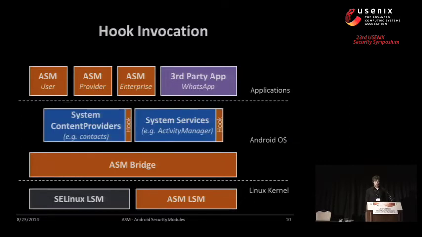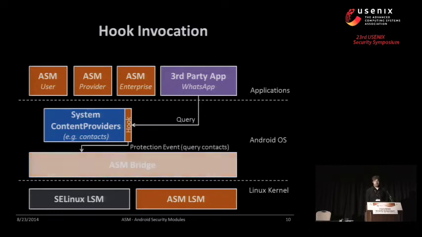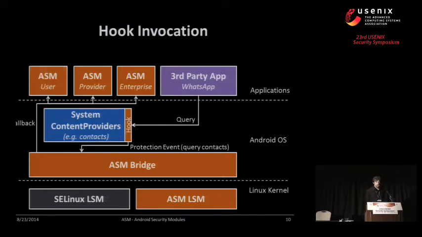At runtime, when an application such as the popular WhatsApp application accesses a security or privacy critical component on the platform, such as the contacts database or the content provider in Android terms, the hook in this component is triggered and a protection event is generated, in this case query contacts, which is forwarded to the ASM bridge. The ASM bridge, in turn, distributes this protection event to all the ASMs deployed on the platform. Each of these ASMs can now decide whether to allow access, deny access, or even modify the data which is returned to the WhatsApp application.